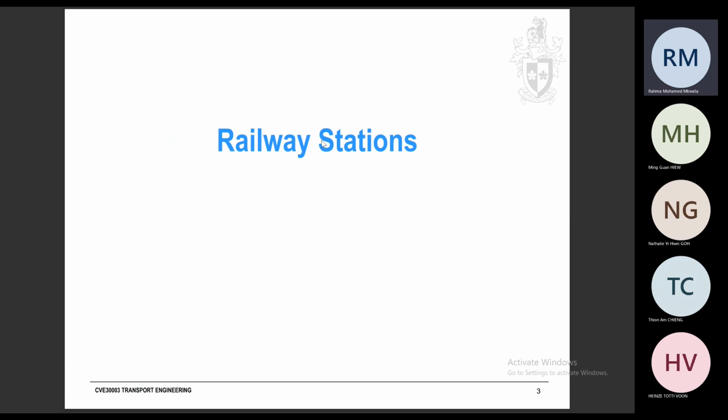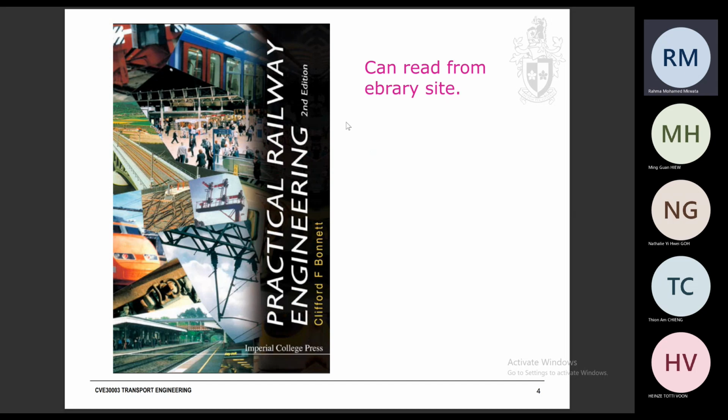So railway in terms of station layout, planning, what are the important parts of the railway system. So you can read a lot from this book. It's not very long, it's not a lot. You can easily digest. So I suggest you can read to gain more knowledge from this book.